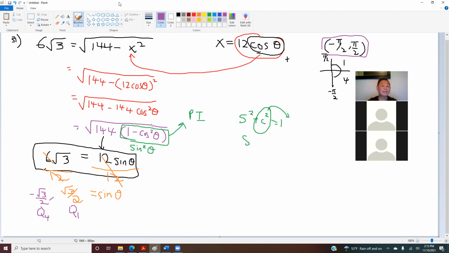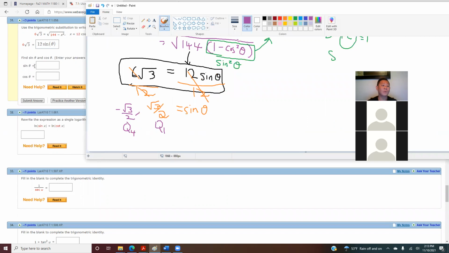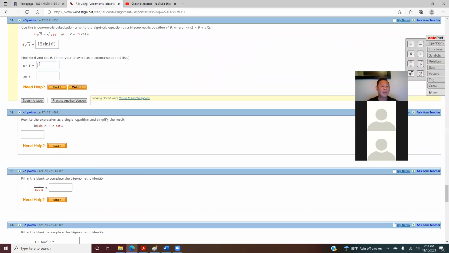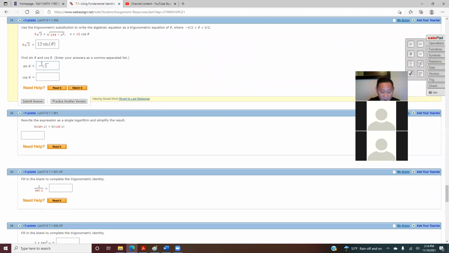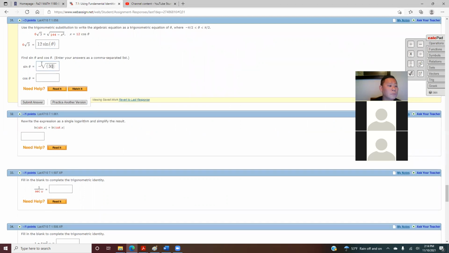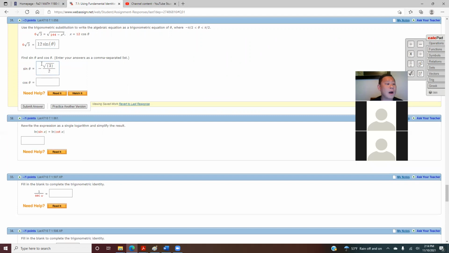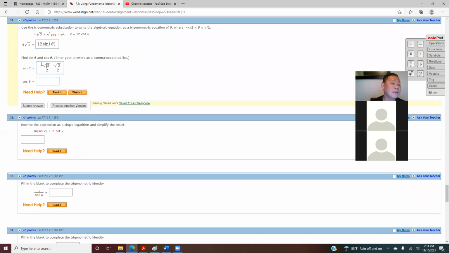So for this sine theta that we have, your answer in this case will be negative square root of 3/2. This is in quadrant 4, and then you will have the positive square root of 3/2. That is in quadrant 1. So that is the answer for the sine theta.